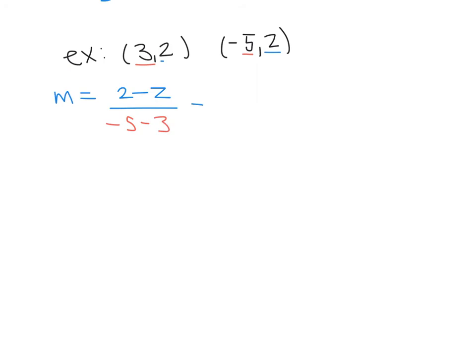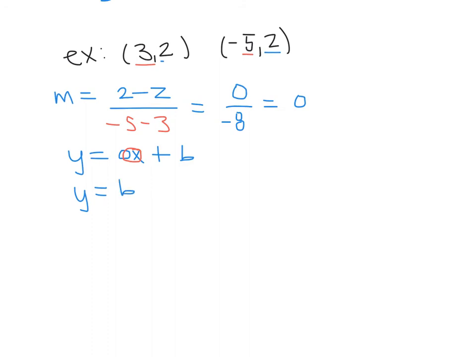So we end up with 2 minus 2, or 0, in the numerator over negative 8. Well, 0 over any non-zero number is just 0. So we get slope of 0. If we plug that into our y equals mx plus b, we're going to have 0 times x plus b. Well, 0 times x is just 0, so this just becomes y equals b.